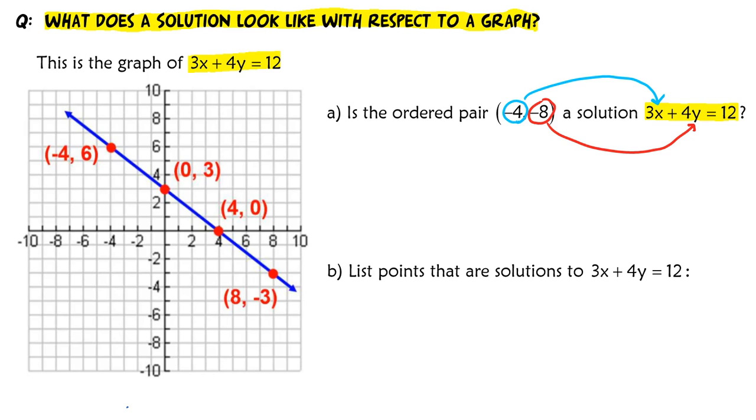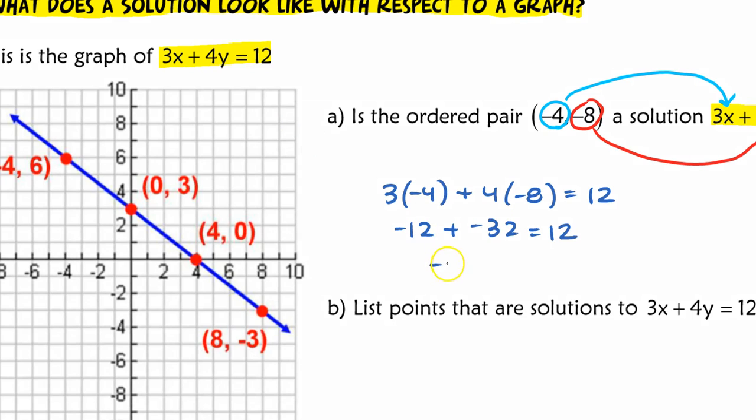So we would have 3 times negative 4, and then plus 4 times negative 8. We want to see if that is equal to 12. So if we check this, 3 times negative 4 is negative 12, plus 4 times negative 8, that's negative 32. And I'm seeing right away that this is a negative value here, so negative 44 definitely does not equal 12, right? That's not true, so this is a false statement.